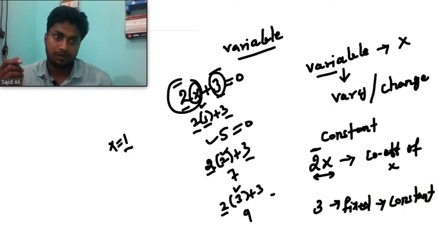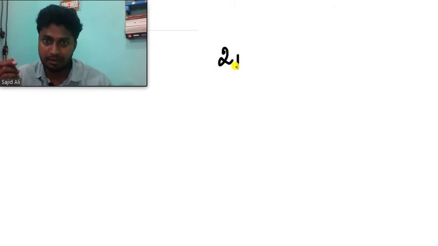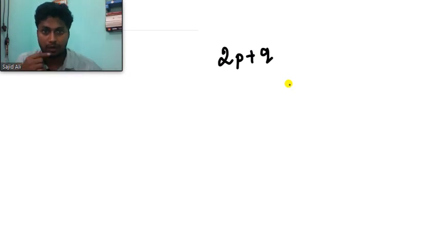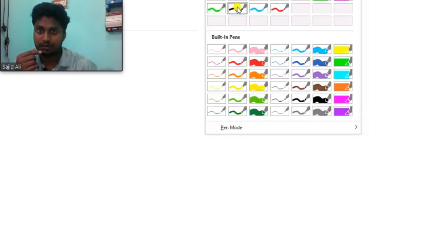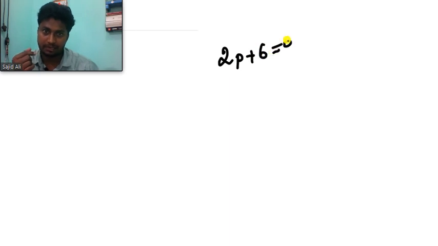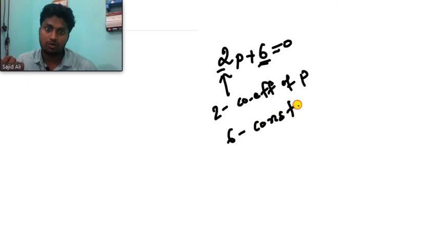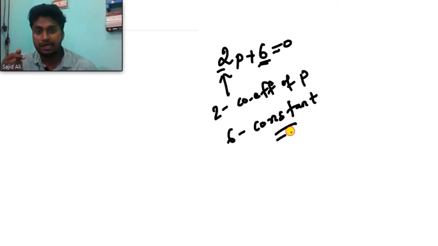Okay, so let me give another example. 2p plus 6 is equal to 0. So if you see, 2 and 6 are fixed values. So since 2 is in front of p, we can call it the coefficient of p. Okay, it is called the coefficient of p. And since 6 is alone and it is fixed, we call it a constant. Okay, we will call it a constant.